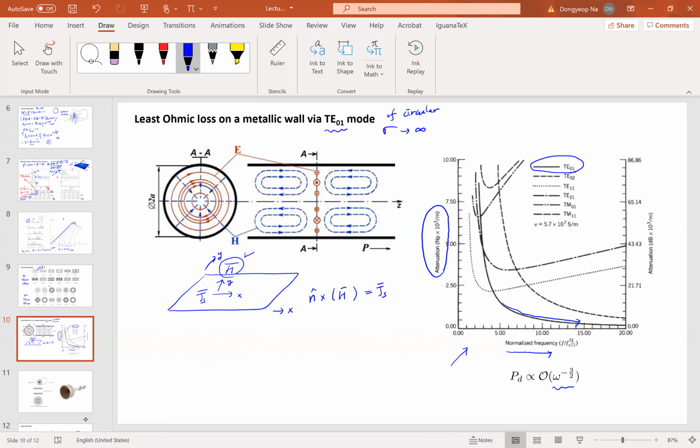The order is around the frequency to the -3/2 in the rate of this convergence.